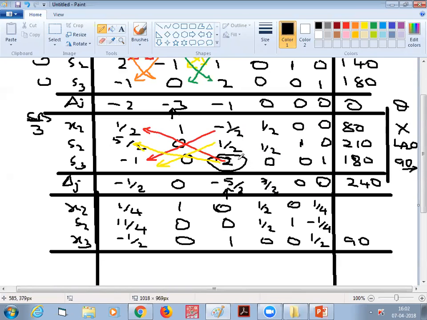Okay. Last column. 2 into 80 is 160 plus half into 180. So 160 plus 90 is 250. Divided by 2 is 125. And last one, 2 into 210 is 420 minus half into 180, which is 90. So 420 minus 90 is 330. 330 divided by 2 is 165.